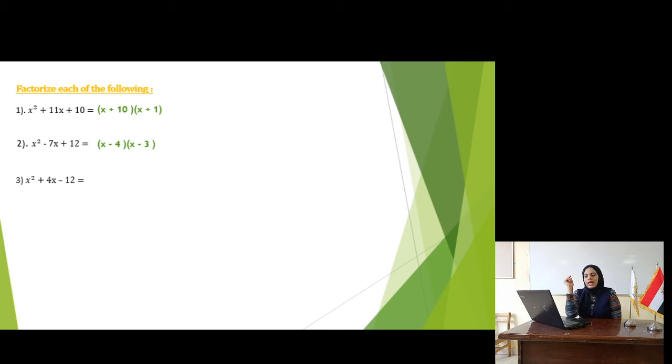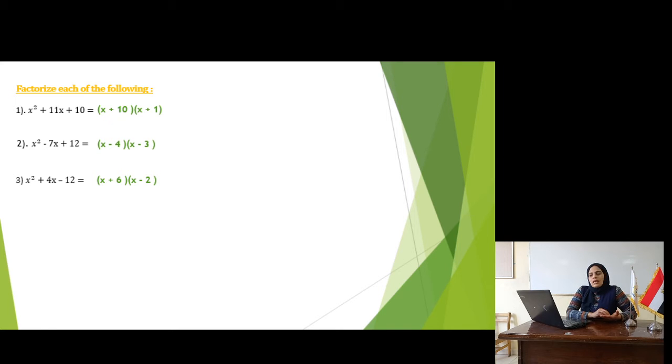Our example number 3, x power 2 plus 4x minus 12. At the beginning, we will factorize x power 2 into x and x. Then we will search for the number 12. I need two numbers multiplied by each other to get 12. For example, we have 2 by 6, 3 by 4, 1 by 12. But which one of them? The difference between them is 4. I said the difference here because the sign of the third term is negative. So I will search for two numbers multiplied by each other to get 12, and the difference between them is 4. We have 6 by 2 equals 12, and the difference between them is 4.